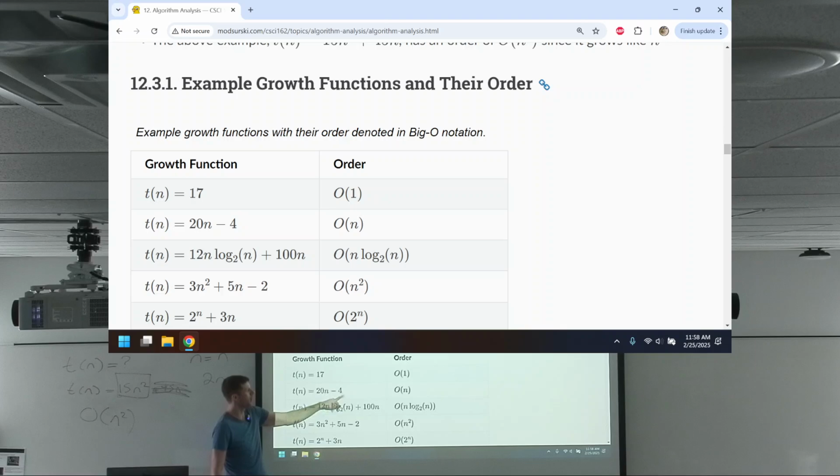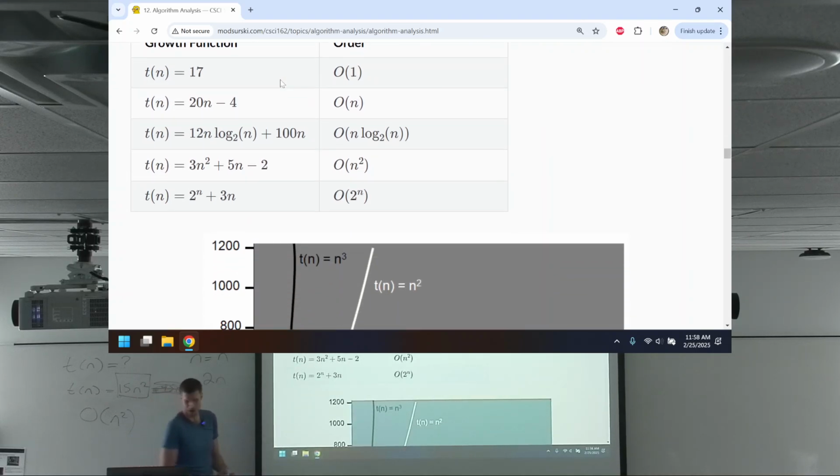20n minus 4, that would be big O of n. That's how it changes as we crank up n. 12n log base 2 of n. By the way, whenever you see log in this class, it's going to be base 2. If you don't see a base, assume it's base 2 unless specified otherwise.